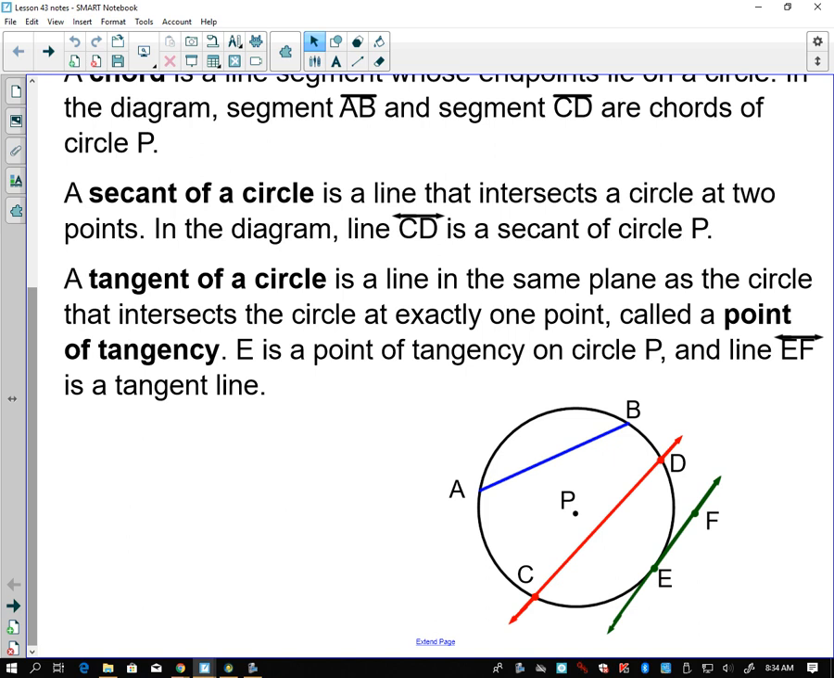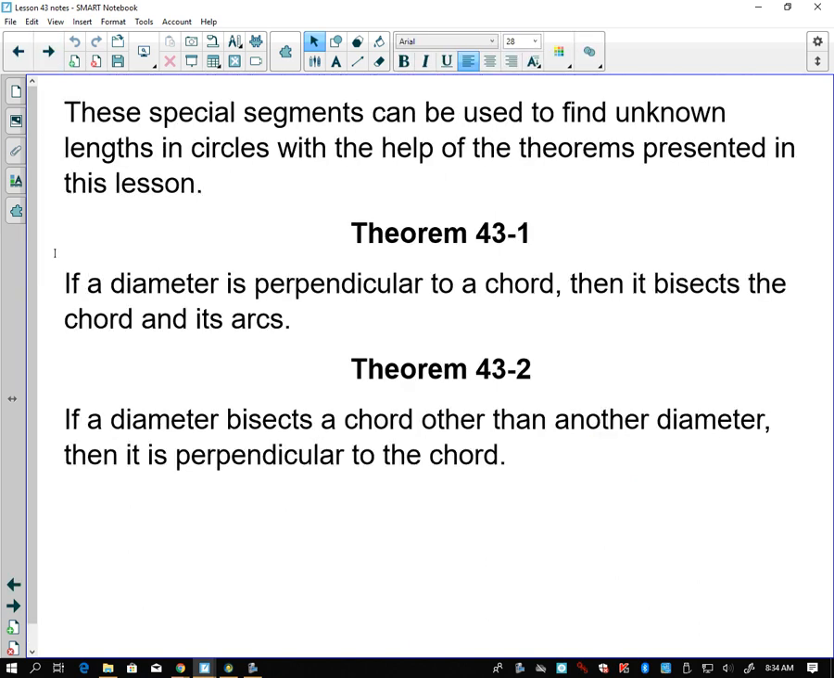So you want to know the differences between those three things, and they'll have different special characteristics to them. These special segments can be used to find unknown lengths inside of circles with the help of the theorems presented here. If a diameter is perpendicular to a chord, then it bisects the chord and its arcs.